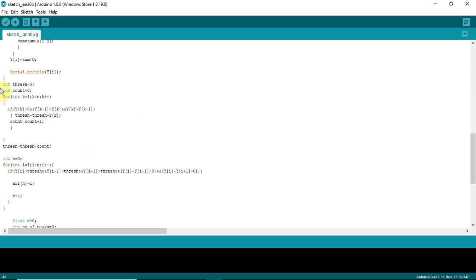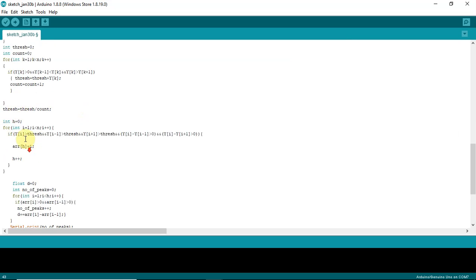Simple. And here we will find the threshold. Initially we keep the threshold and count equal to 0. We find the threshold and peaks: let y of k be a peak, defined as being greater than 0 and greater than both y of k minus 1 and y of k plus 1. This is the code. Then we calculate the threshold. I already explained this in detail in the last experiment, and we can calculate the threshold here.